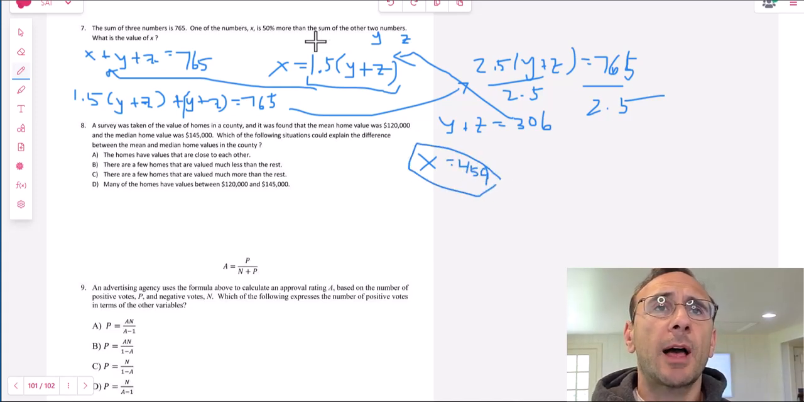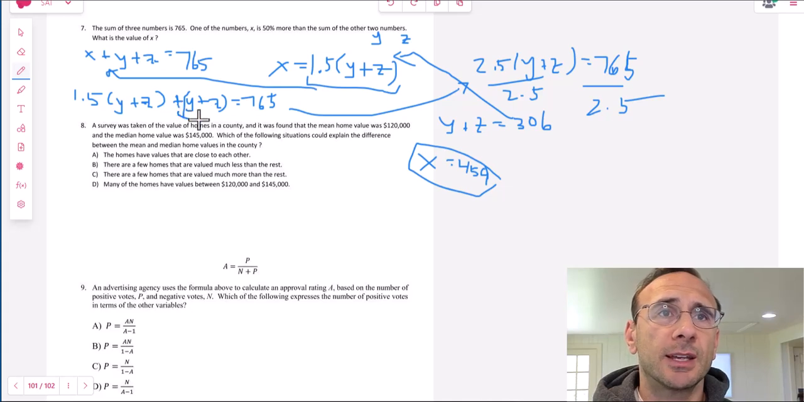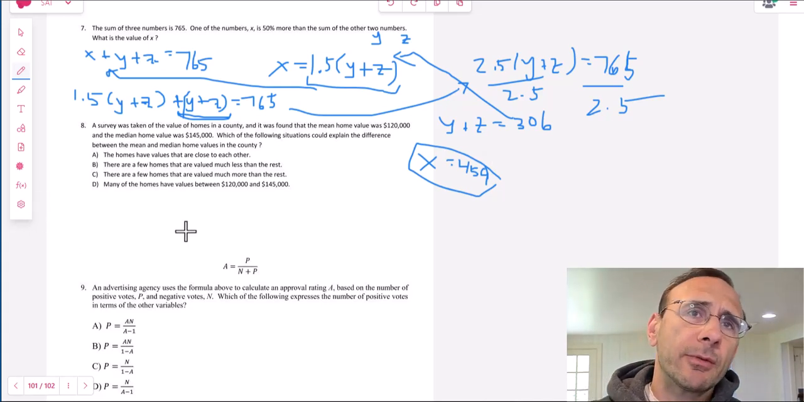So again, sometimes you will have too many unknowns for how many equations there are, and you can never get all the variables, but just treat those unknown things as kind of an entity, a single thing, and you can get through it. Number 8, we've got a survey.